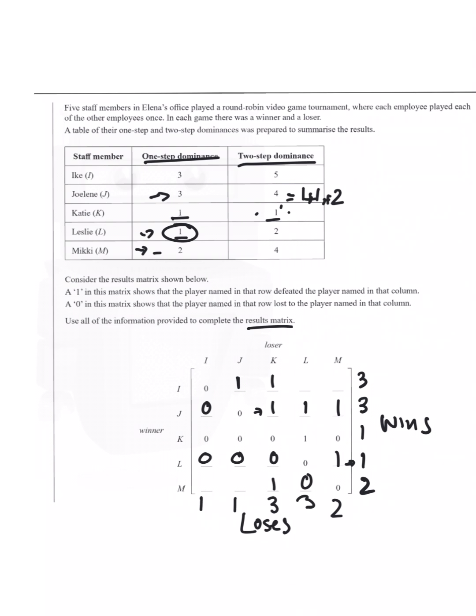Where's the highlighter? I'm just trying to highlight this 0 here. So Leslie lost to Ike, which means that Ike beat Leslie. This is just that symmetry I was talking about. That's the 3 wins, so that has to be a 0 there. And this is that 1 there. So Ike only had 1 loss. That's the 1 there. And what's this one? Mickey and Jolene. Jolene beat Mickey, and there's the other one.